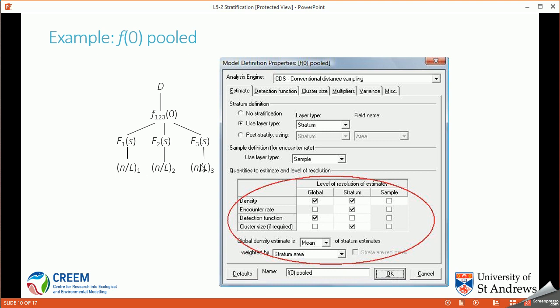How do we tell Distance to do that? Well, it's just a question of ticking the right column here. So we've got density global, density by stratum, and then encounter rate by stratum, 3 encounter rates there. Detection function not by stratum, but in the global column. So one detection function, one f(0) estimate, and then again cluster size separately by stratum.